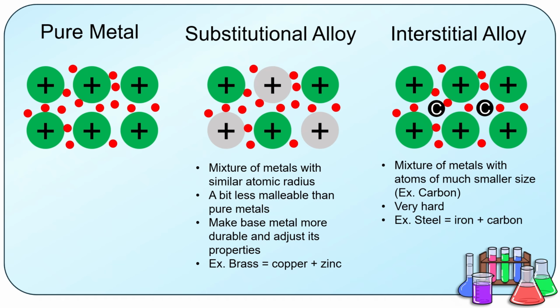You can also have interstitial alloys, which is a mixture of metals with much smaller atoms, such as carbon, that fit into the spaces between metal atoms. Interstitial alloys are hard because the small atoms interfere with the movement of metal atoms. A common example is steel, which is an alloy of iron and carbon.